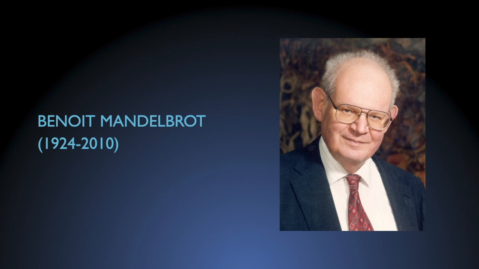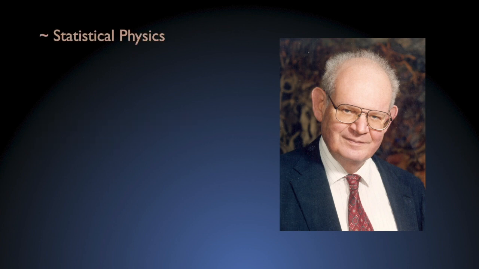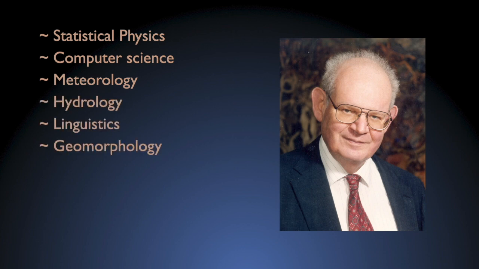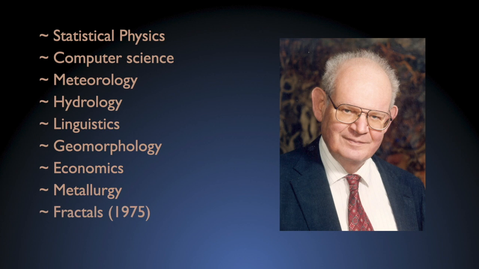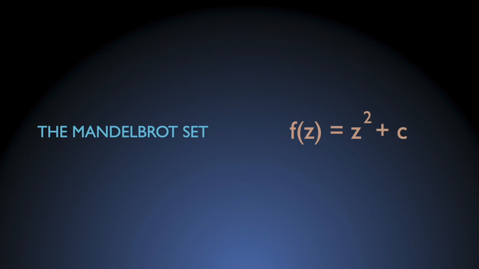Now, Mandelbrot was a polymath, and he applied himself to a lot of areas, including statistical physics, computer science, meteorology, hydrology, linguistics, geomorphology, economics, and metallurgy. But he's best known for coining the term fractal and for describing the Mandelbrot set, a recursive formula based on complex numbers. Mandelbrot had a huge advantage over all the other mathematicians who had previously explored the ideas of recursion, because he could use powerful computers to crunch the numbers again and again and again.